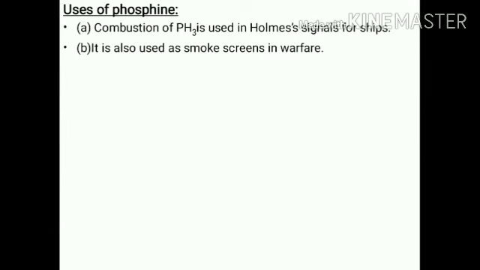Now the uses of phosphine. I know phosphine is highly poisonous, but it also has some uses. The first use is that the combustion of phosphine is used in Holmes signals for ships. You can see the Holmes signals on ships. These signals contain phosphine gas. It is also used as a smoke screen in warfare. Now this video is finished.